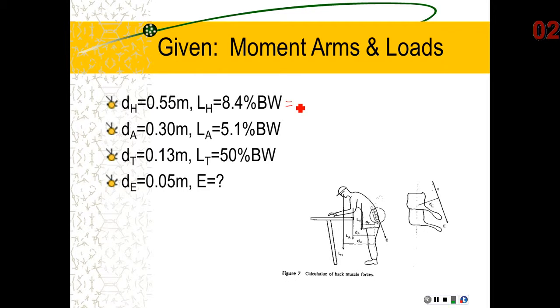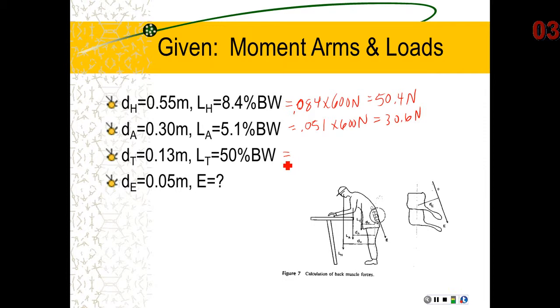If this operator's body weight is 600 newtons, then to find the weight of the head, we use the percentage as 0.084 times our 600 newton body weight. We find that the head weighs 50.4 newtons. The arms are 5.1% of your body weight. Again, doing the same thing, changing 5.1% into a decimal, 0.051 times the body weight of 600 newtons, you find that your arms weigh 30.6 newtons for this operator.